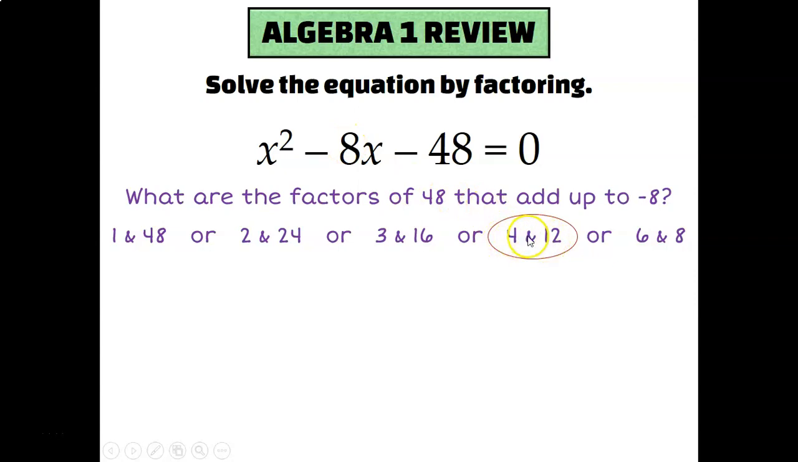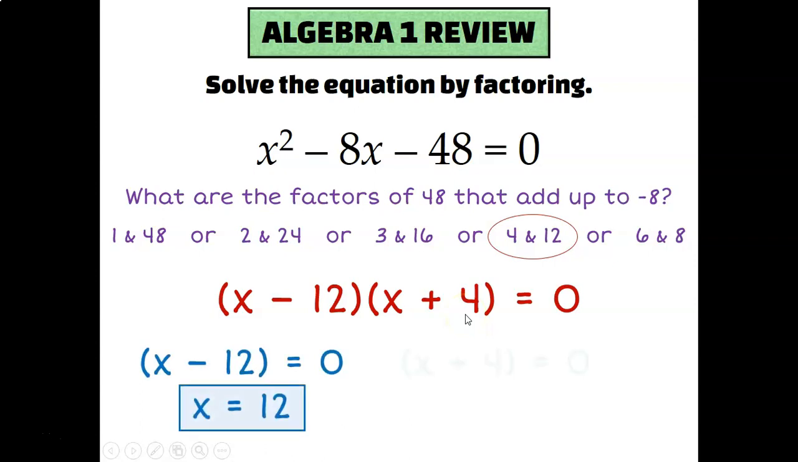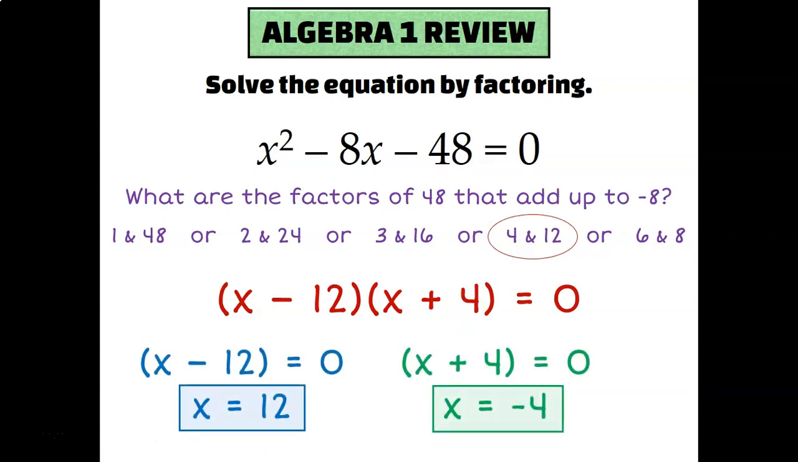or 4 minus 12. So my factored form looks like this, x minus 12 times x plus 4. Or flip-flop the order, you can say x plus 4 first and x minus 12 second, but the negative has to go where it's supposed to with the 12, and the positive has to go where it's supposed to with the 4. So to solve, I'll set each of those equal to 0, and I get answers of 12 and negative 4.